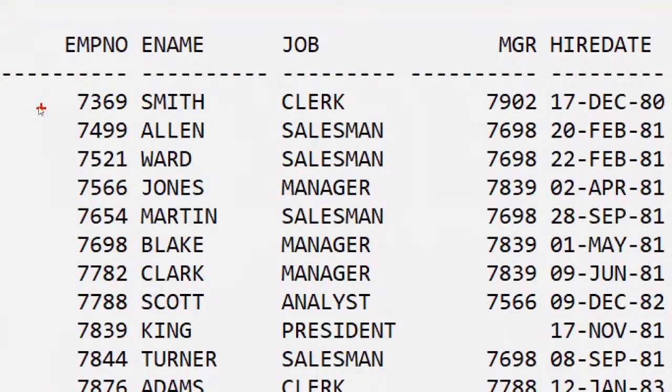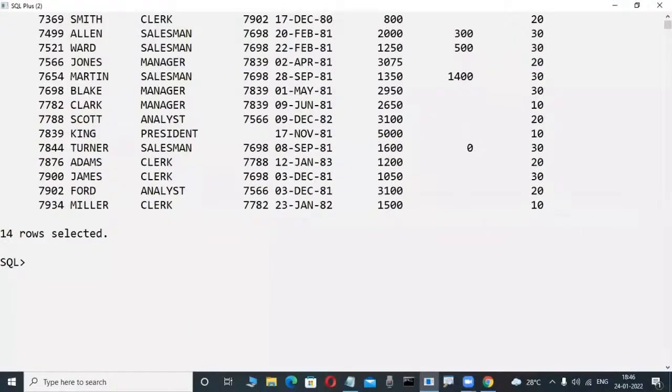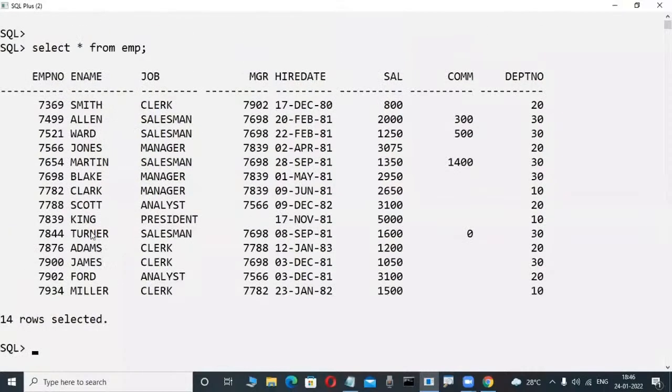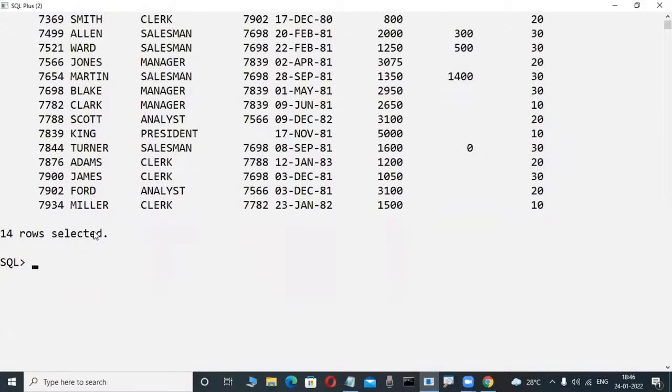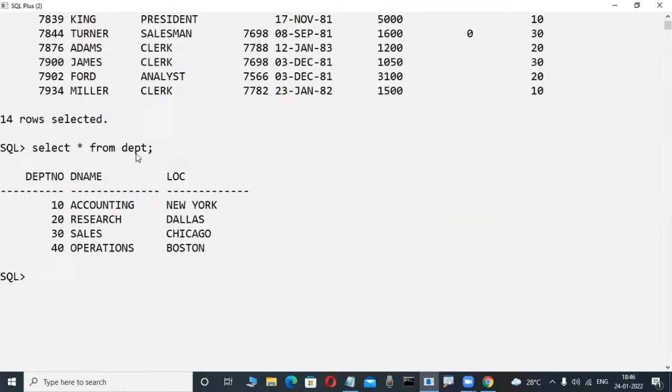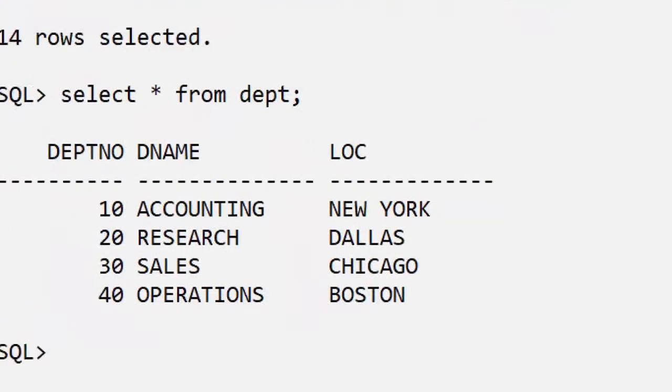How many rows are there? Check it out: 1, 2. These are called rows. Here, 14 rows are there. This is a big table, EMP. Again, observe another thing: there is another table, DEPT. These are third normal form tables, well-normalized tables. Don't worry, but first observe here without any knowledge.